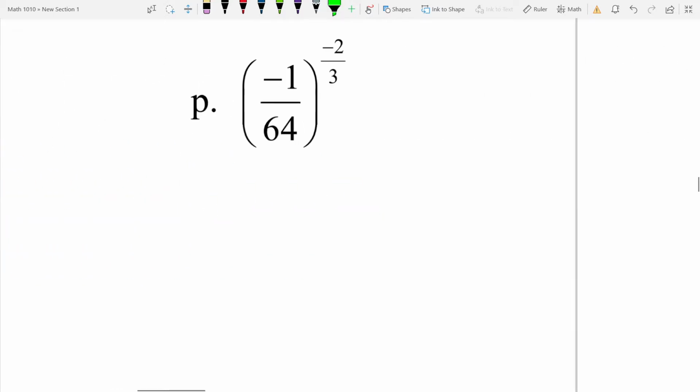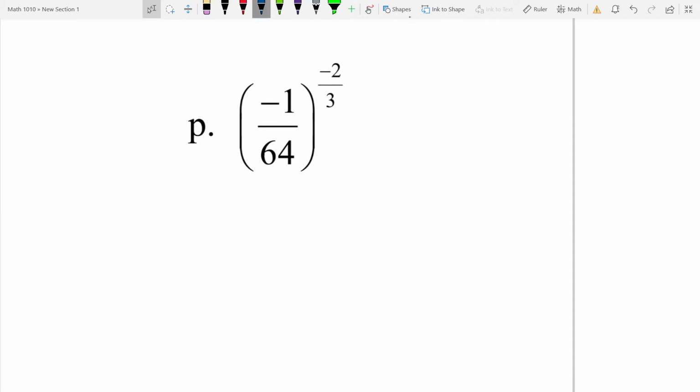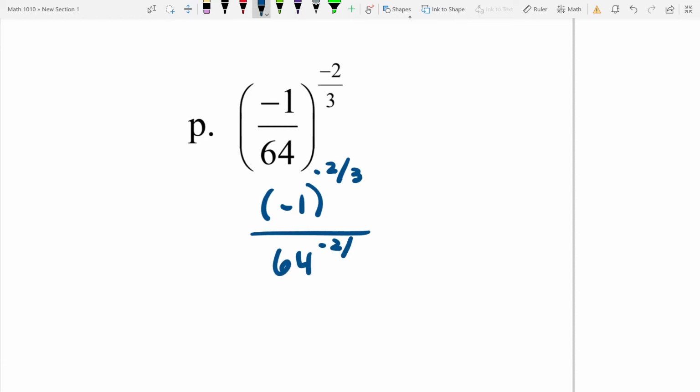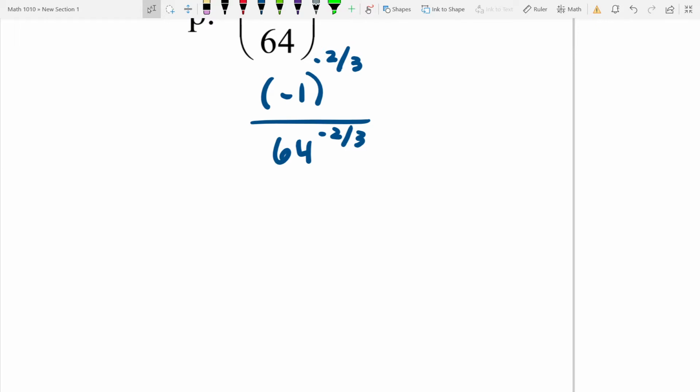Okay? Here's this one. Now, this is especially ugly. So, lots of things I could do. What I'm going to do is I'm going to raise them both separately to the negative 2/3. So look what I'm going to do. I'm going to put the negative 1 in parentheses and raise it to a negative 2/3. Then I'm going to write down the 64 and raise it to the negative 2/3. I don't have to put the 64 in parentheses because it's not a negative, okay? I could put it in parentheses, but I don't need to. Okay, now both of those things have negative exponents. So the 64 to the negative 2/3 is going to come up and become a 64 to the positive 2/3.